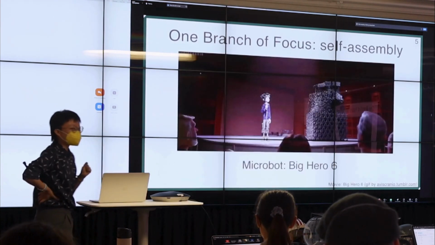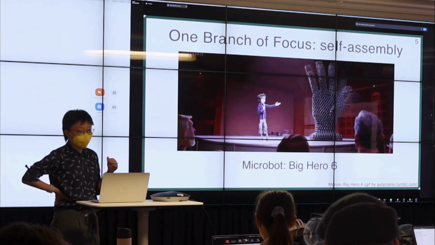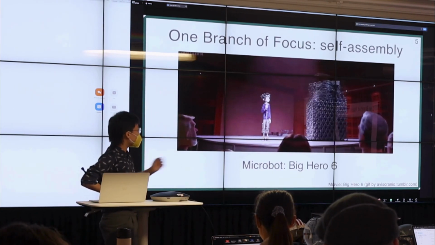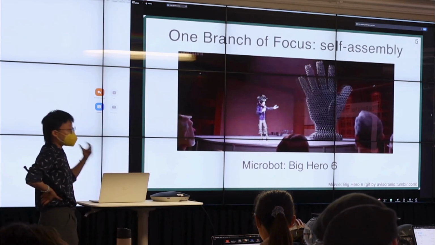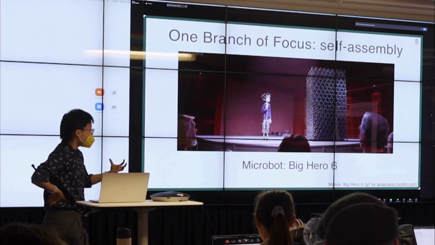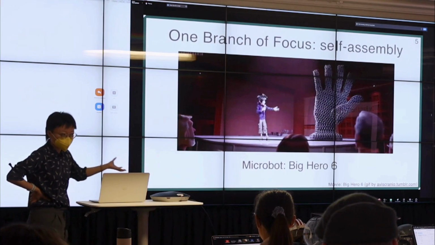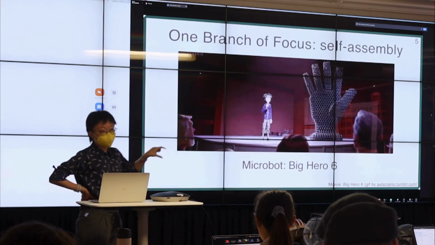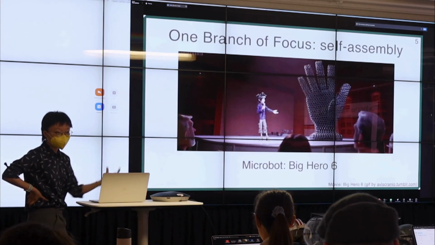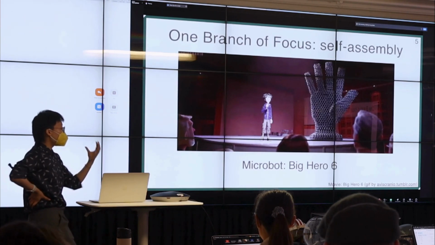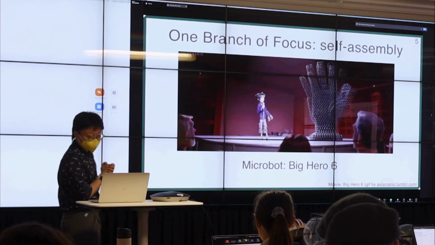Here I'm going to show you my favorite movie, Big Hero 6. You can see that we have all these tiny microbots, and collectively they can assemble into a structure, and then they can reconfigure into a different structure and perform a function. Every single building block here is simple, but collectively you can call that collective intelligence, or emergent behaviors, that they can perform something together.